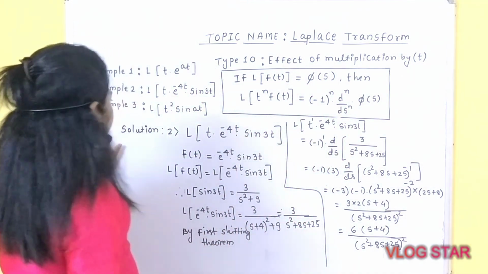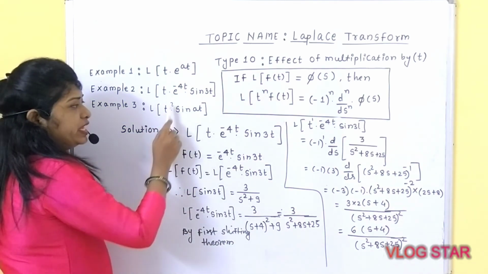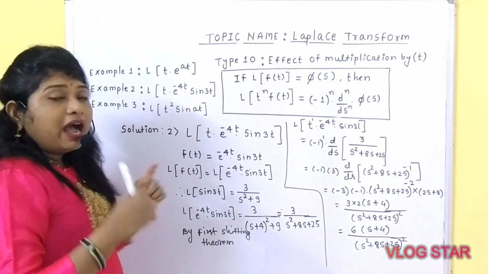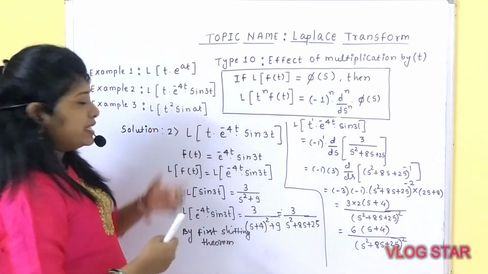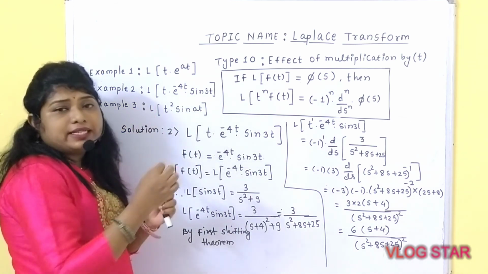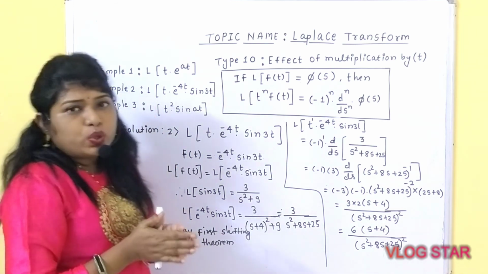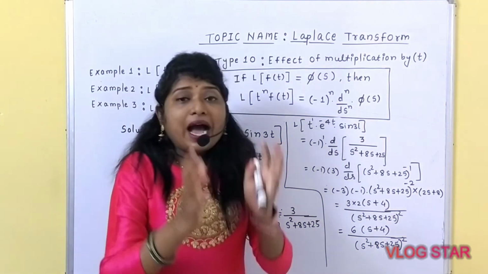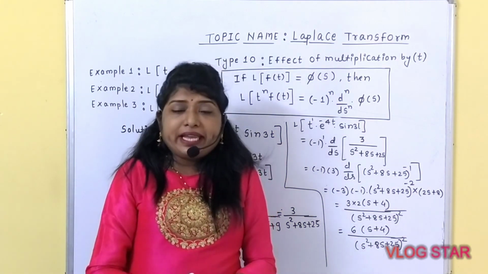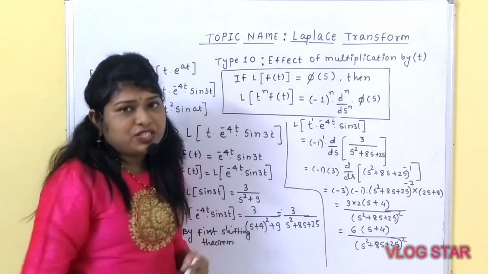Now example 3 is what? Laplace of t square sin at. How you are going to solve this particular example? You need to solve example number 3 and please do write the answer in the comment box. I hope you have understood type number 10 related to Laplace transform.